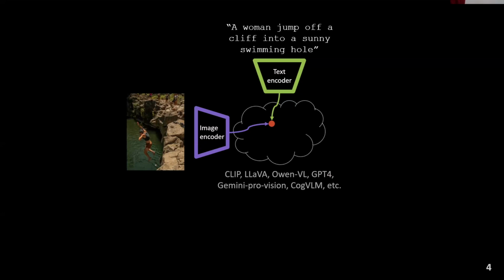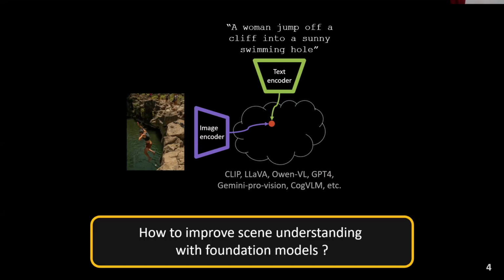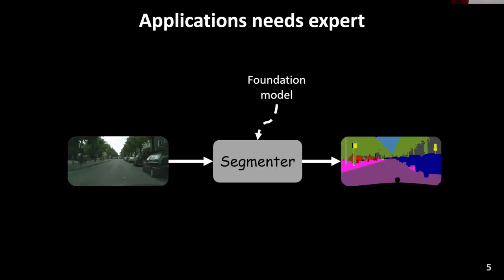What I want to navigate through in this talk is how we can benefit from the knowledge of these multimodal large models in order to improve the performance of scene understanding. And I could add, how can we benefit from this knowledge being an academic who cannot spend 3 million or 10 million dollars to train a large model?